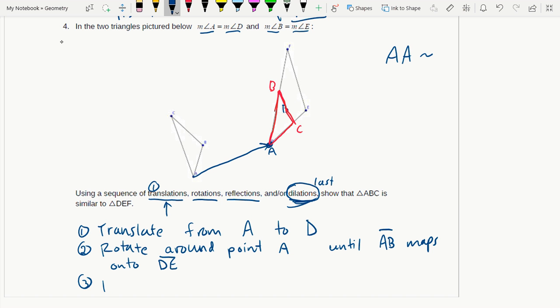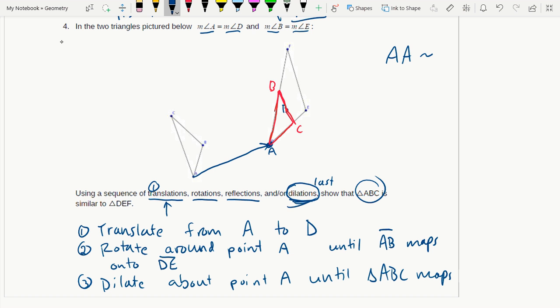So 3 would be dilate about point A until, and now my triangle should match, until, here it is, triangle ABC maps onto triangle DEF. So I would literally just, I wonder if that'll work. Let's see. Get rid of that.